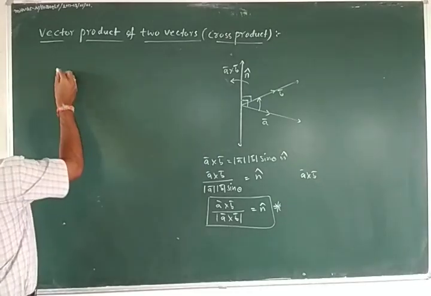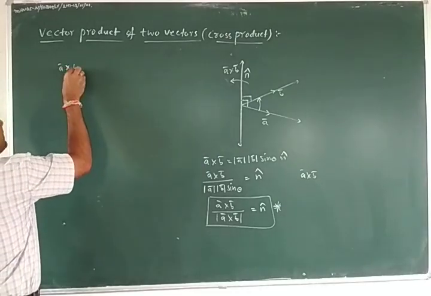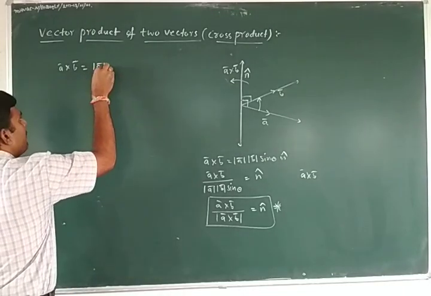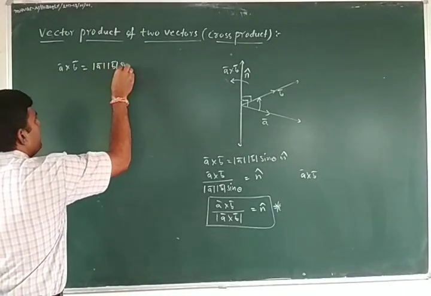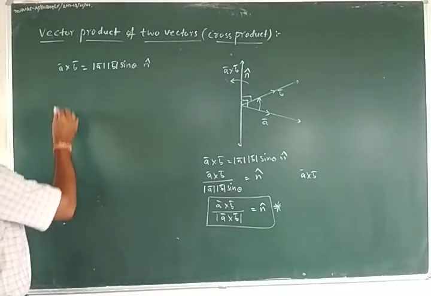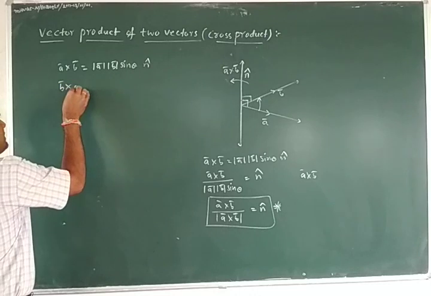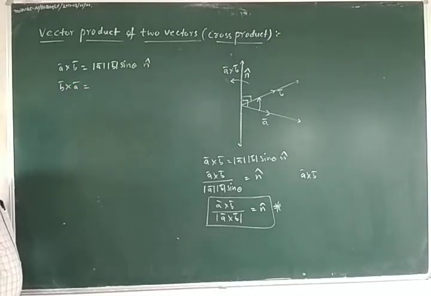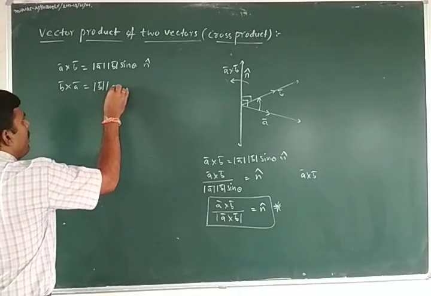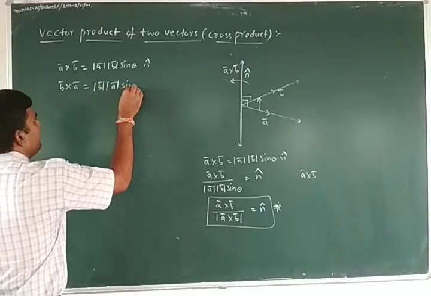So here a bar cross b bar is equal to mod a bar into mod b bar into sin theta into n cap. Now to find b bar cross a bar, this is equal to mod b bar into mod a bar into sin theta.